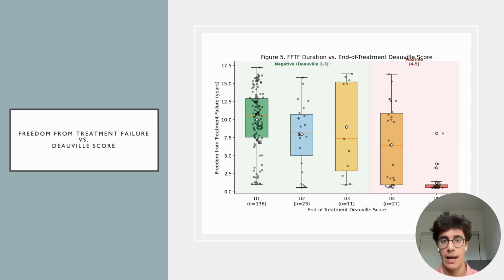Now, one thing that must be mentioned here is that the D5 group only has 11 patients, so its numbers are much less statistically stable than D1 with 136 patients. It means it has much fewer patients than the others. The estimates could be much noisier and more random.